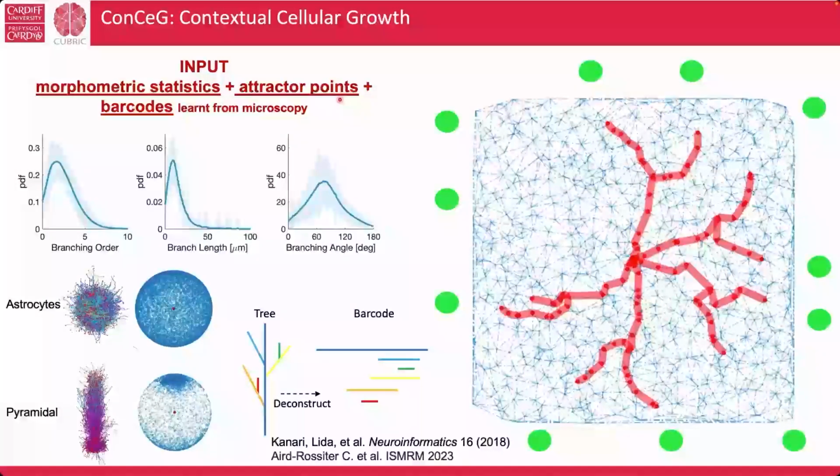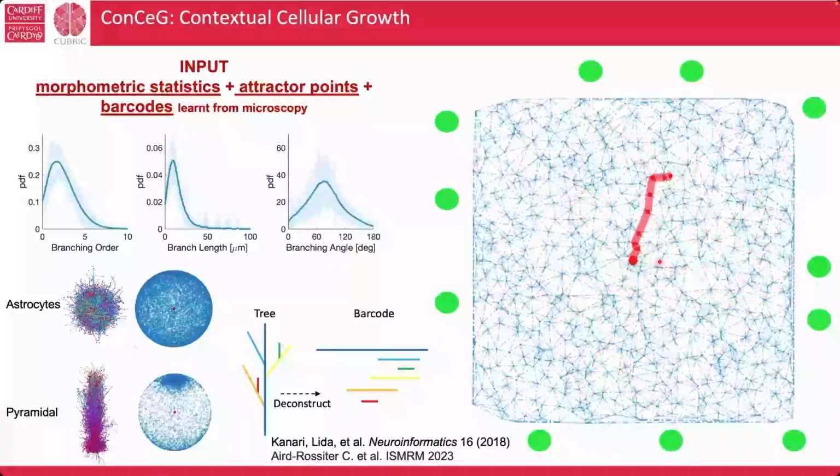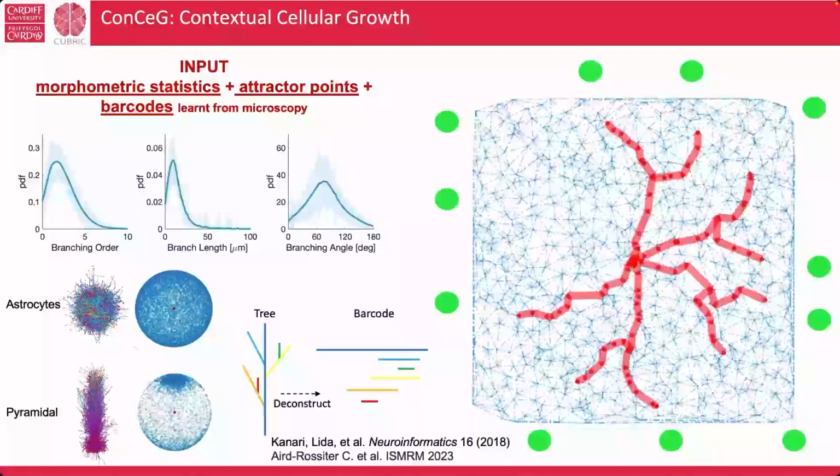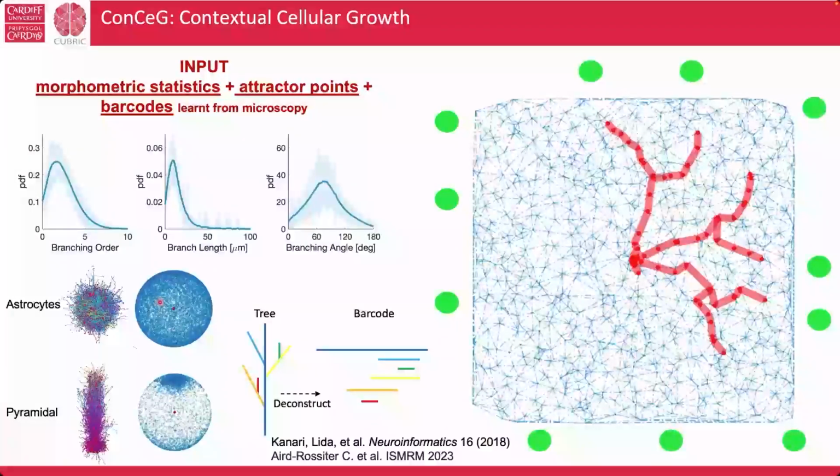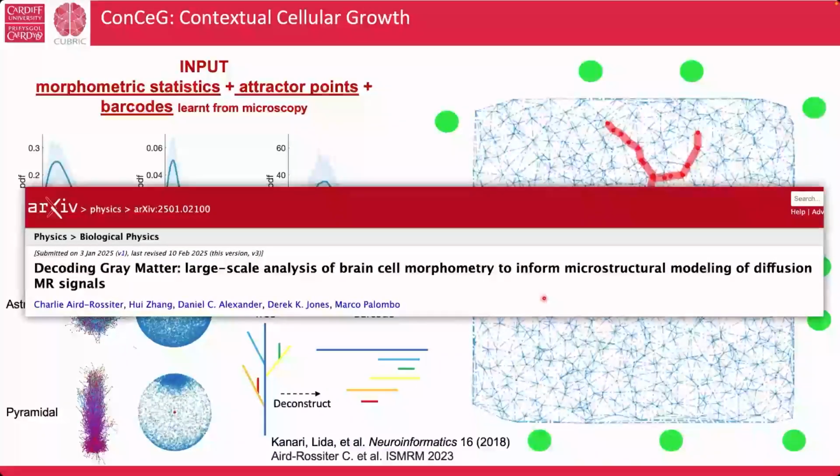And so once you start on the soma, how many branches you need to have is learned from the microscopy, from one of these distributions. And then once you take one of these fibers, towards where this fiber should grow is randomly selected from the distribution of attractor points learned from microscopy. The rest is all completely random. And you can find all these descriptions in a recent preprint that Charlie has uploaded, and we are working, obviously, on the extended manuscript to be published. But you find all these details there.